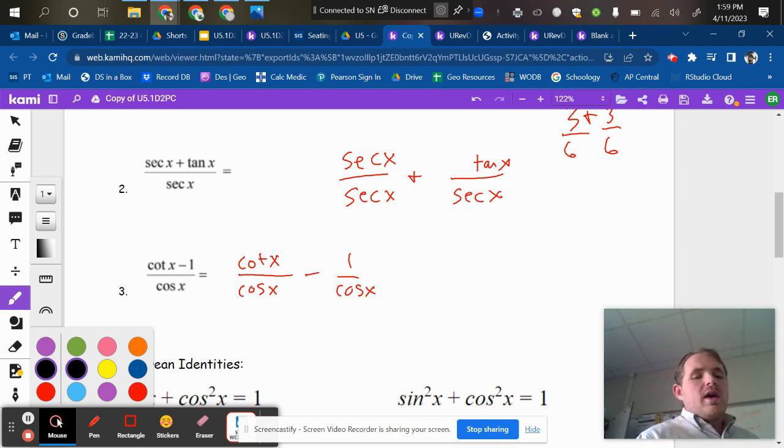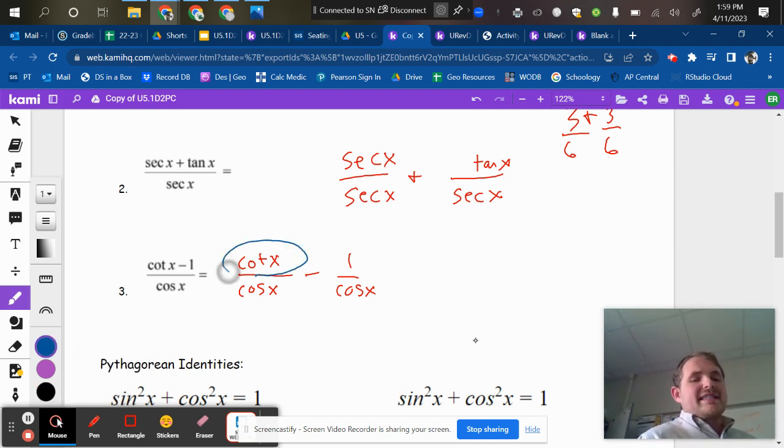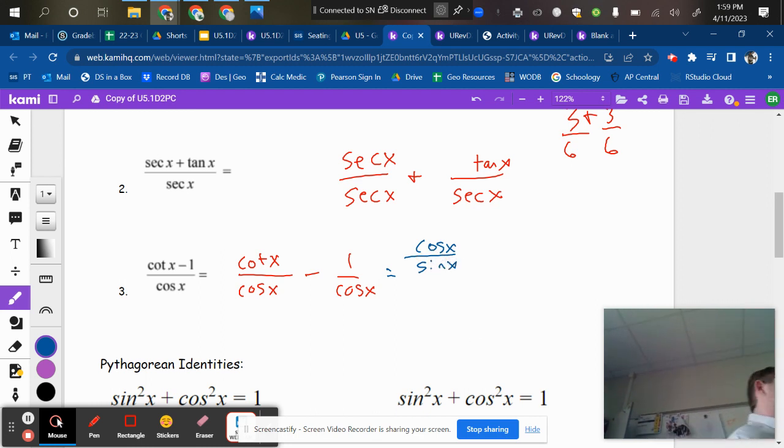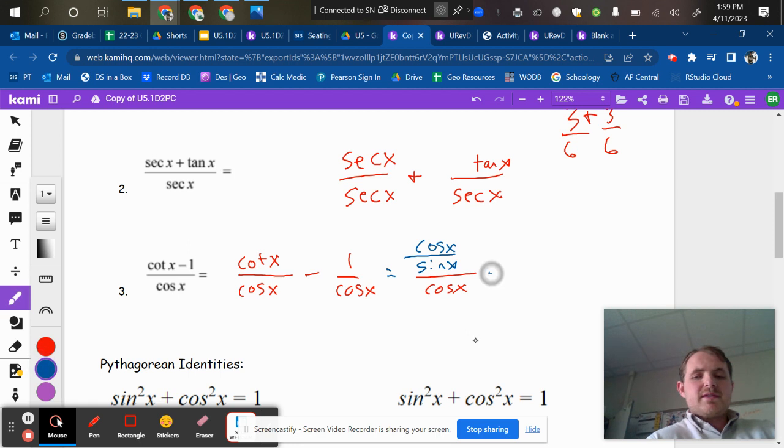So we've only got one thing that's not cosine or sine, which is cotangent. Cotangent is the same thing as cosine x over sine of x because it's the reciprocal of tangent, right? So we've got cosine over sine, all divided by cosine, then a minus 1 over cosine. Now I'm trying to simplify this as much as I can. Get rid of the cosine x from the bottoms.